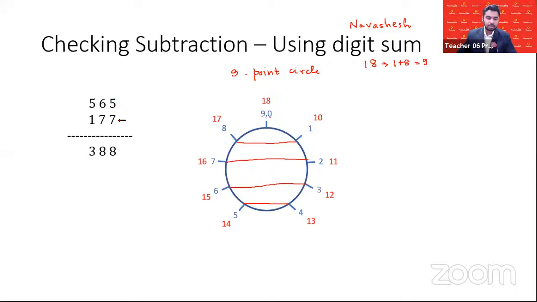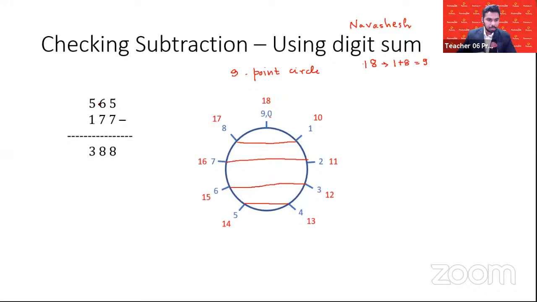Last time we did a manual verification where we added 388 back into 177. That is one method, but there is an easier method using digit sum. How do we calculate the digit sums? So first take the number 565.